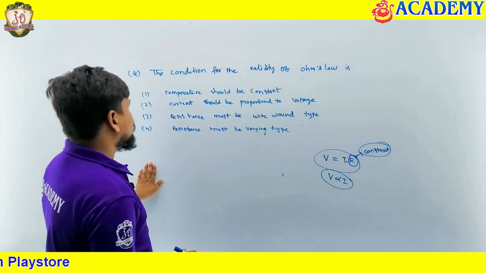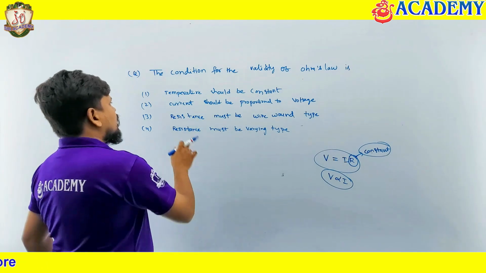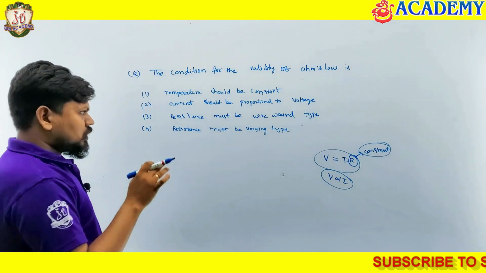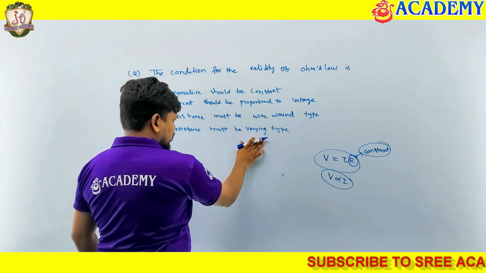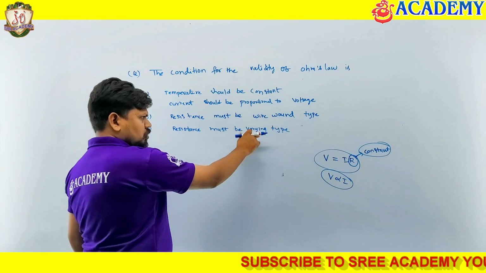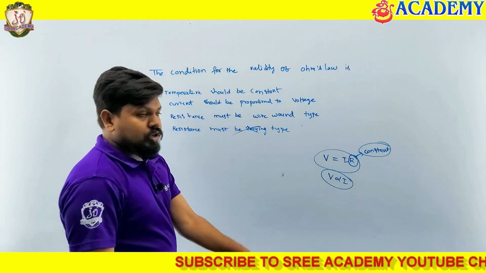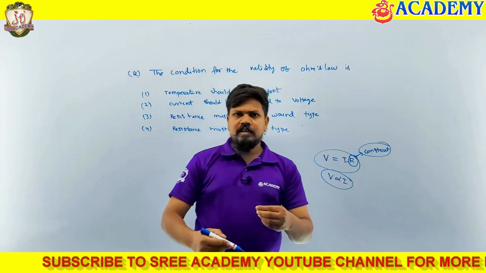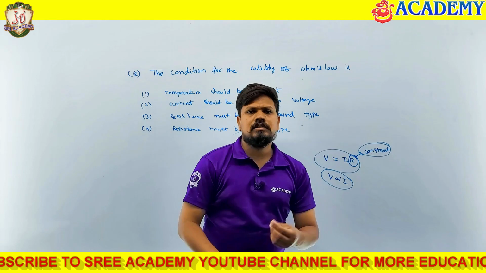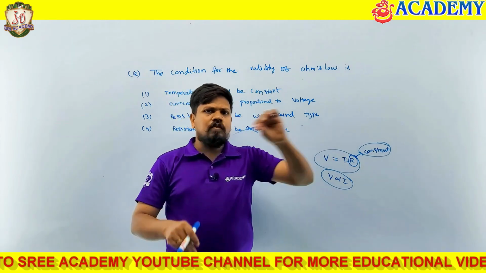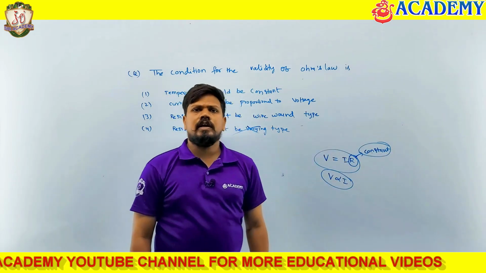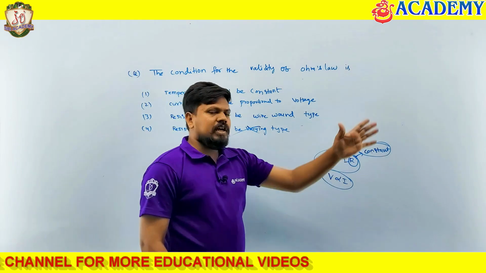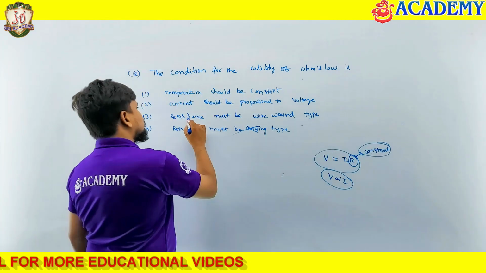Okay, let's see the options now. Temperature should be constant. Current should be proportional to voltage. Resistance must be wire wound resistance. Fourth one, resistance must be varying. They told resistance must be varying, this is wrong, resistance should not vary. Resistance must be wire wound type? Why does it have to be like that? I can take a transmission line, an aluminum conductor. There is no restriction to take wire wound one, any transmission line we can take. So this is also wrong.